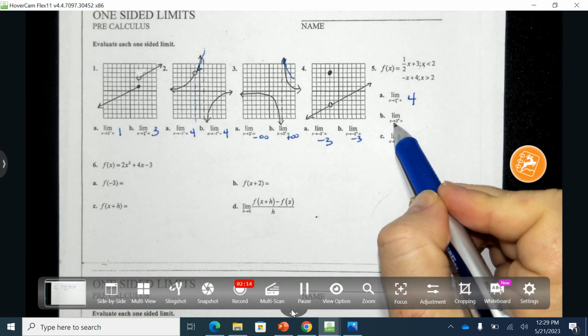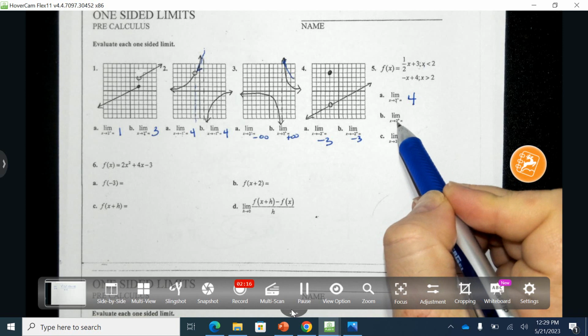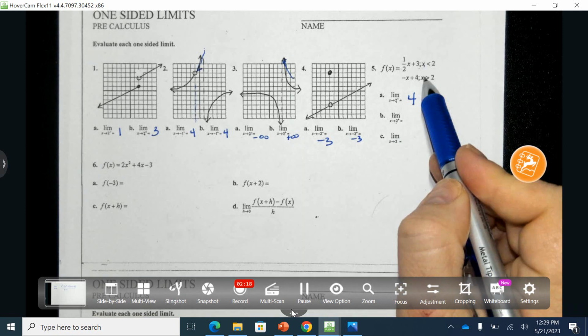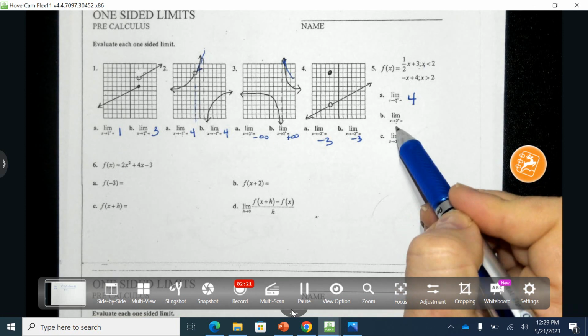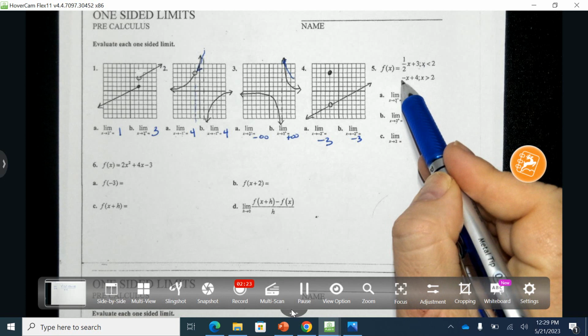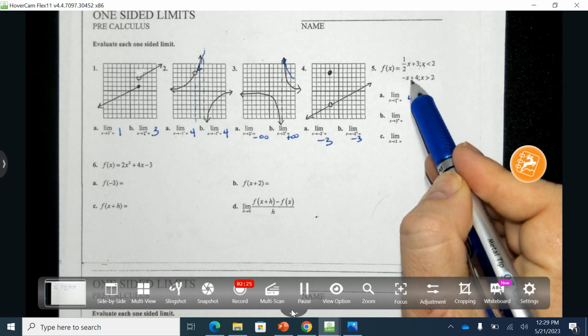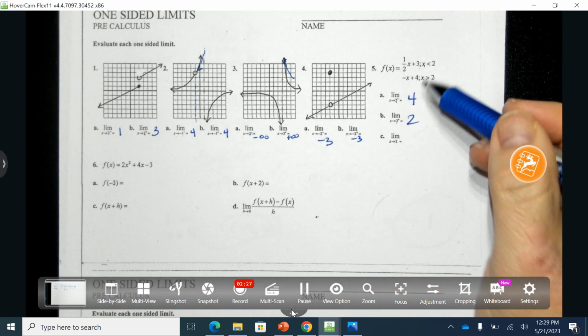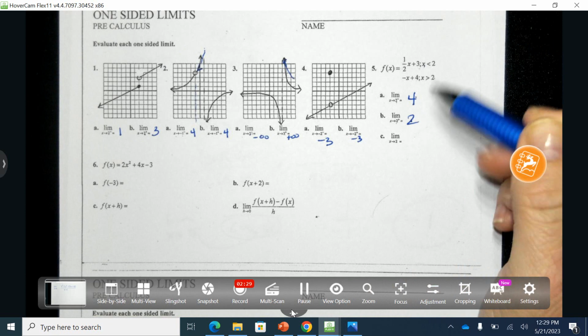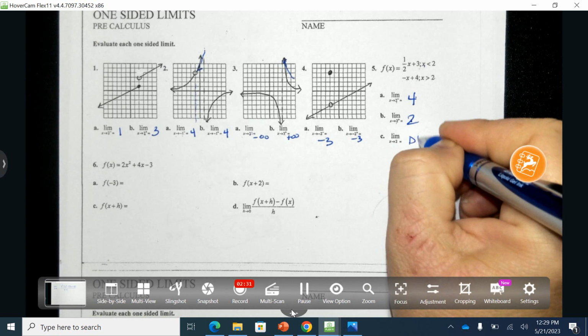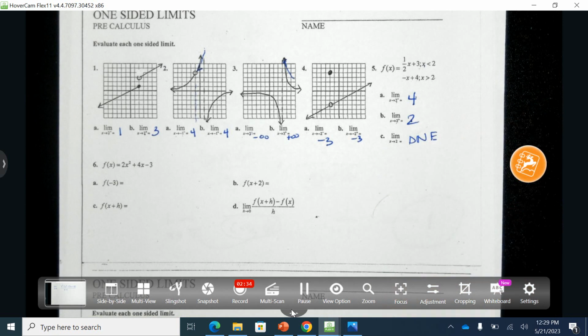Now here it asks me to approach the limit of 2 from the right-hand side, and this is where x values are greater than 2. So I'm going to substitute 2. Negative 2 plus 4 is 2. Because these two are not converging on the same point, this limit does not exist.